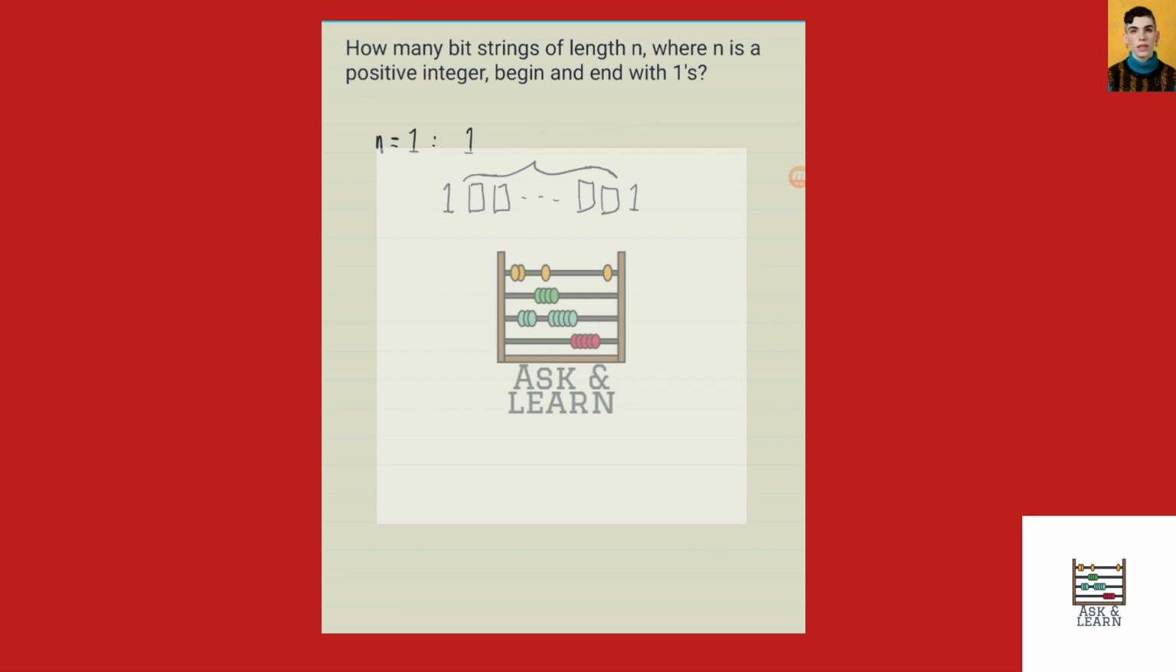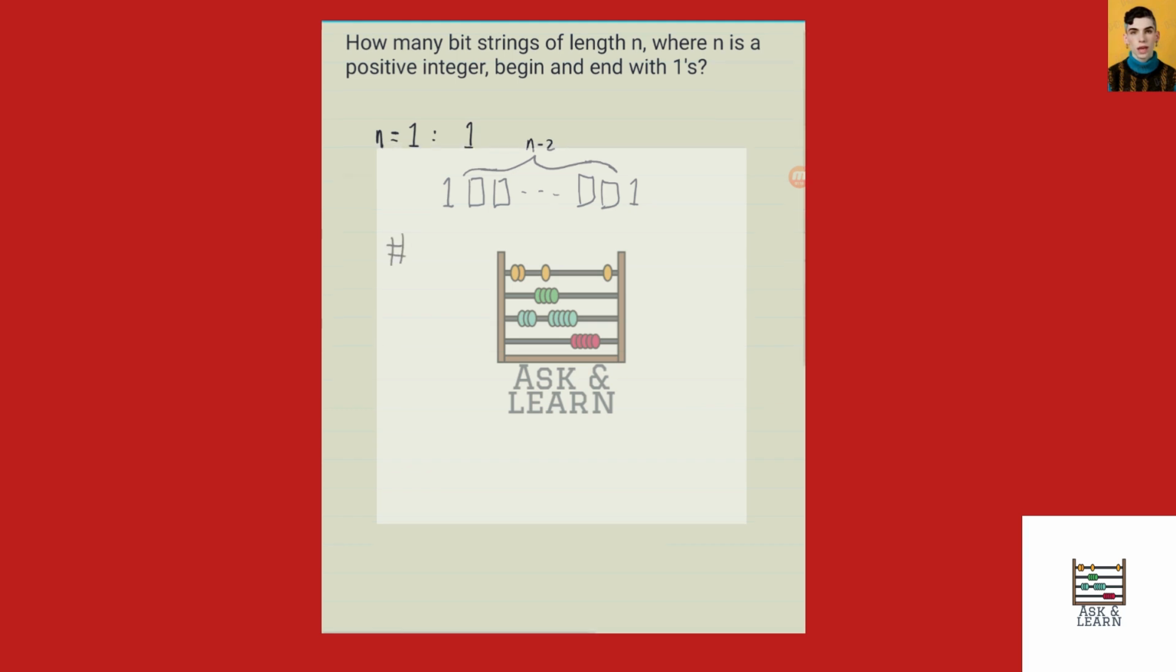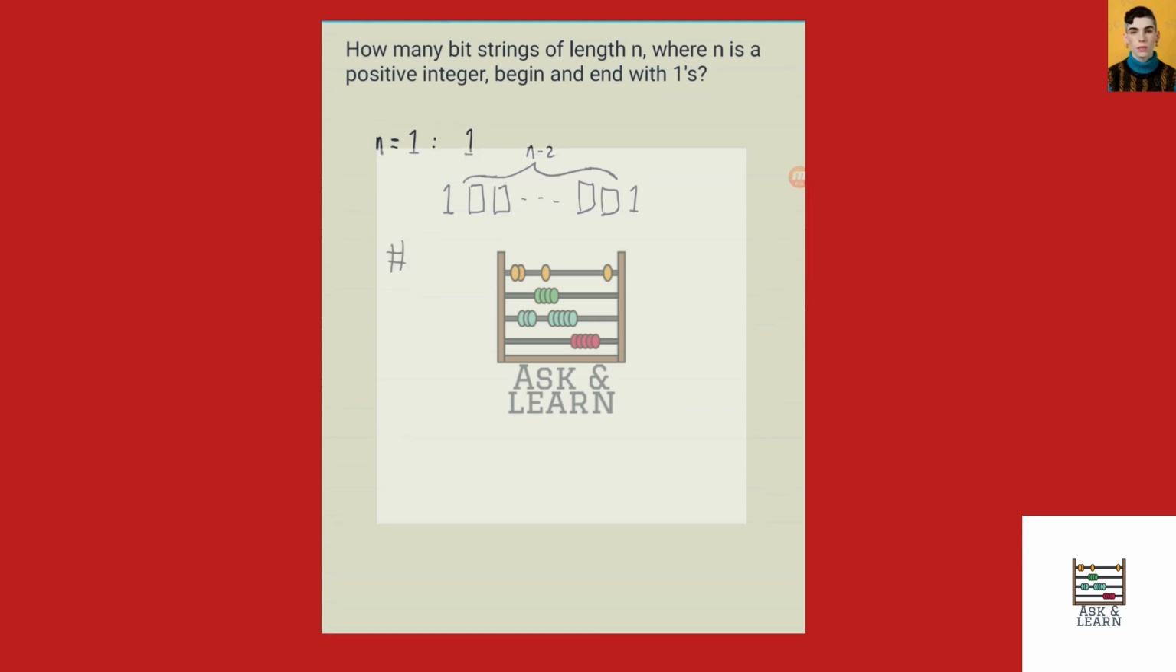So if we look at just the open slots, you can see that we've filled in 2. So that means that we'll have n minus 2 open slots. We know that the number of possible bit strings when we have n digits would be 2 to the power of n. So here, the number of possible bit strings that go in between those ones on either end would be 2 to the power of n minus 2.